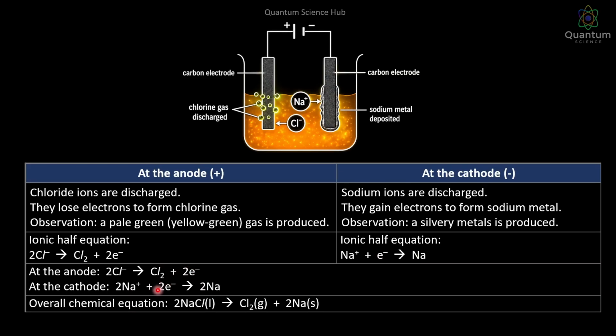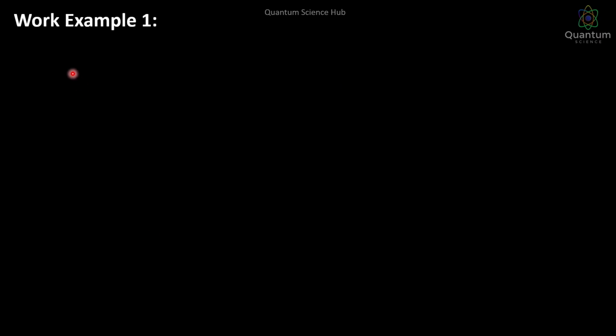So if you have 2 electrons at the anode, you should write 2 electrons at the cathode. So you times all with 2. So 2Na+ plus 2 electrons will give you 2Na. So this is the overall chemical equation. Now let's see the word example 1.